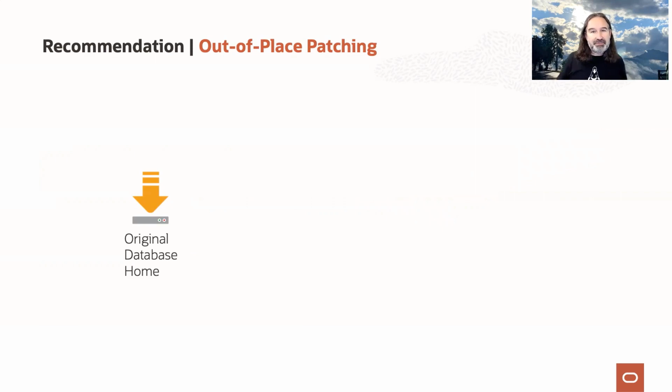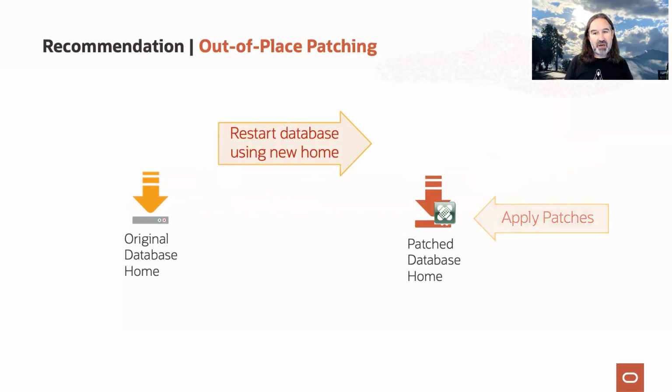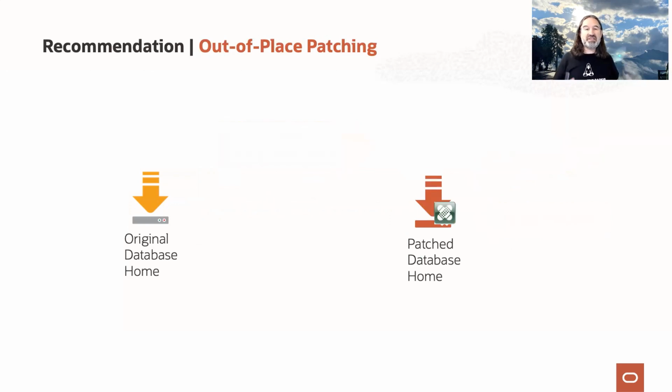So the recommendation is out-of-place patching. Even though you can patch in place, still, we don't forbid it, but you should patch out of place. It makes your life easier and decreases your downtime. So you have your original home, and you either clone your home, or these days it's easier, you download the gold image, the 19.3.0, unzip it, apply the patch. I'll show you later a great technique how to do this in one pass. And so you have now the patched home. Now you shut down your database, and you restart it in the new environment, and then you run datapatch. And when you have a standby, you can do standby-first patching, and in RAC environments, you can do rolling patching. But the idea is you do it in a separate home.